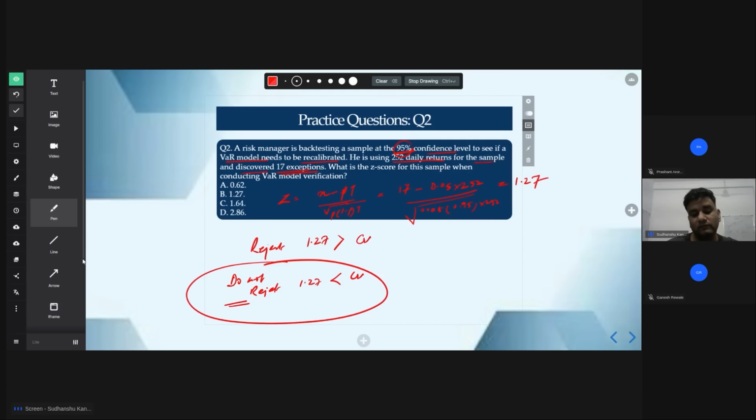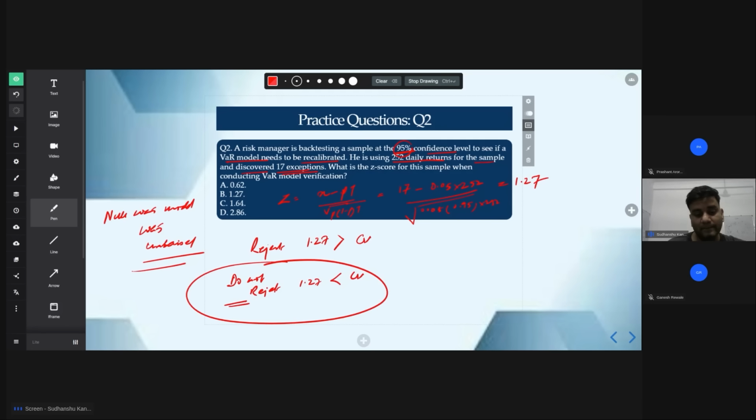Therefore, we do not reject the null, right? The model appears well calibrated. So what was the null? Null was that the model was unbiased. So we do not reject it, so we accepted it, right? So the model is not bad. The model appears well calibrated. The exceptions are within the statistically expected range.